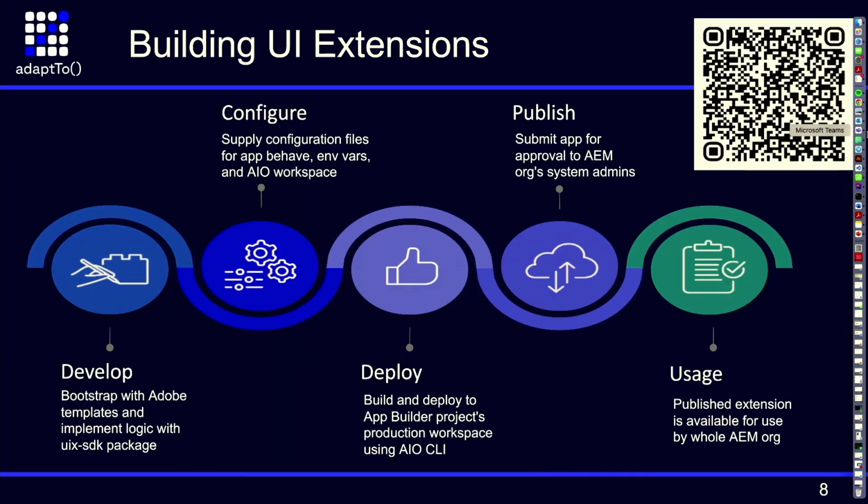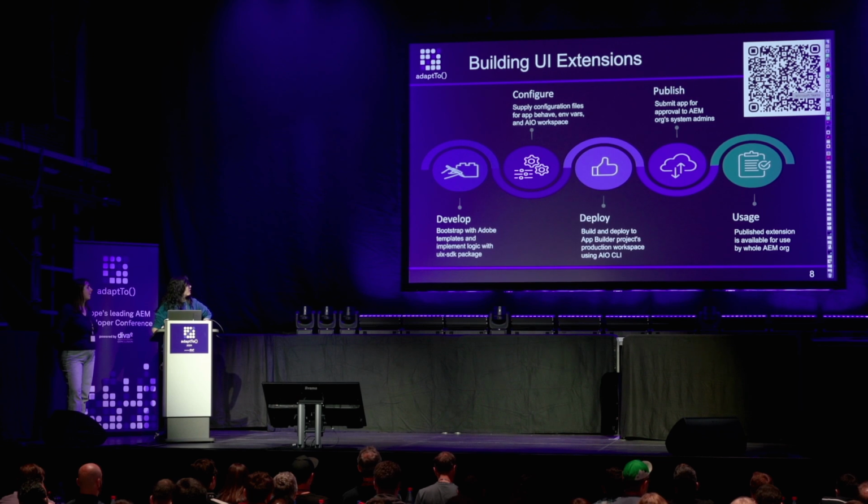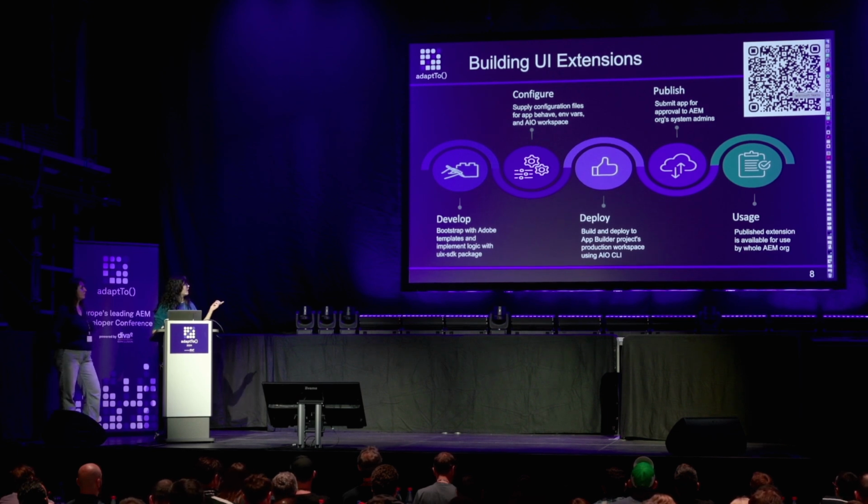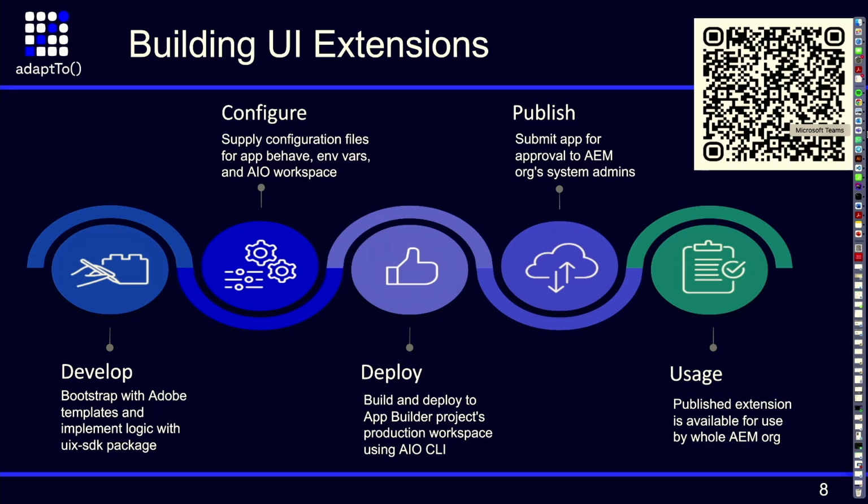So for the last part of the background information for this topic, this is the product development lifecycle of a UI extension. The first step is to code it. Adobe has several templates available that you can bootstrap with to get started. All UI extensions use the UIX SDK package, which is our UI extensibility toolkit for Experience Cloud apps. And through this UIX SDK, the UI extension can establish a connection to the host application.